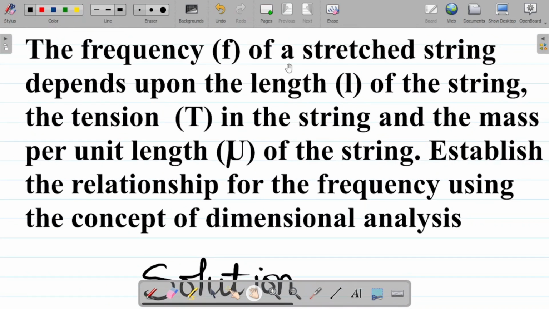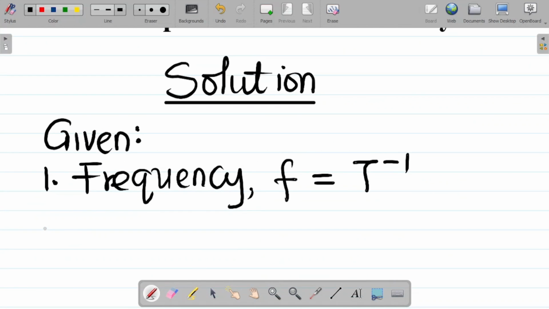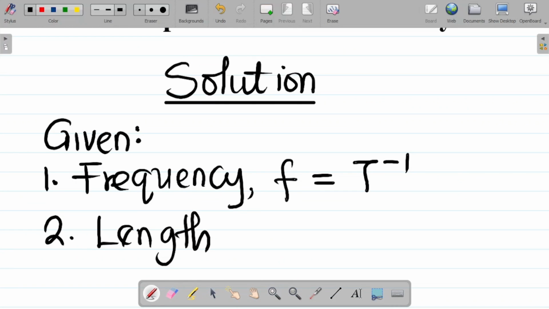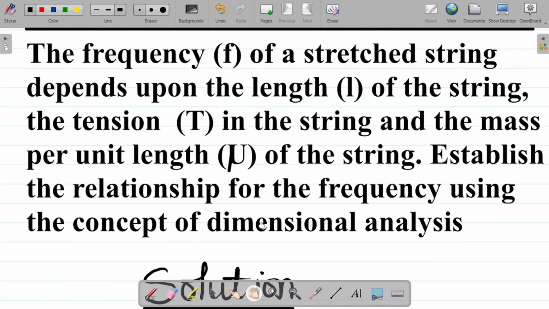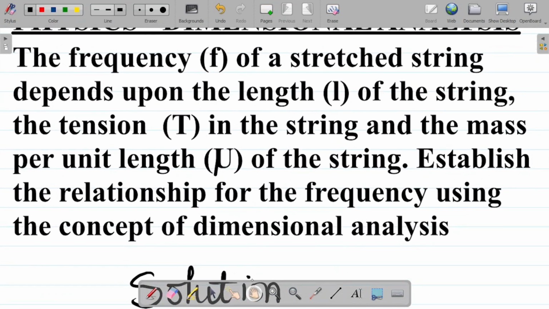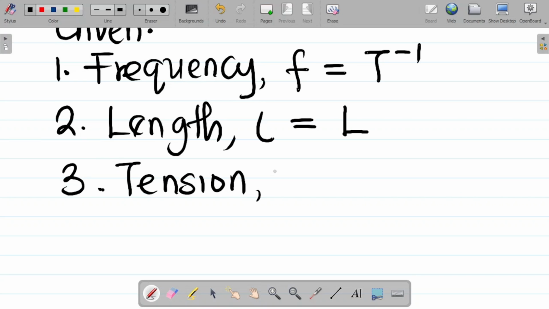Next, it says the frequency depends upon the length L of the string. Number two, we're given length, that's L, and the dimension for length is a capital L. And then next, they said the tension T in the string. So the third thing we are given is tension in the string. They call tension capital T.